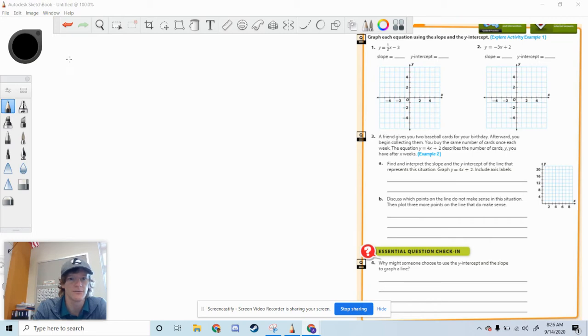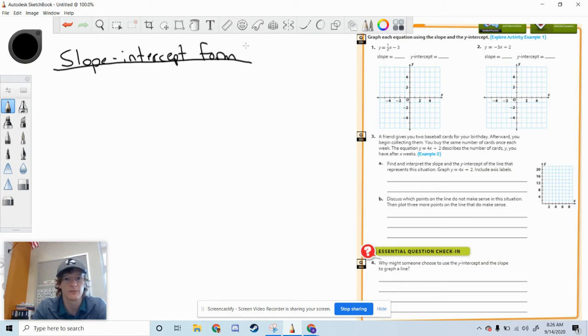So these are all in the form, well, it's called slope-intercept form. And slope-intercept form is in the form y equals mx plus b. This m is slope.